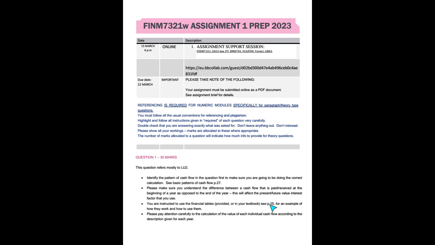So in your textbooks on page 25, there is a discussion on financial tables. They explain how they work, and then in example 2.1, they give you an example of how to work out which factor you want and how to look that up. Okay.